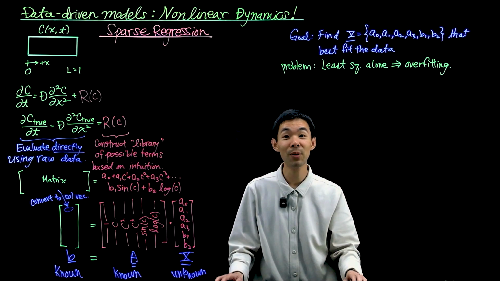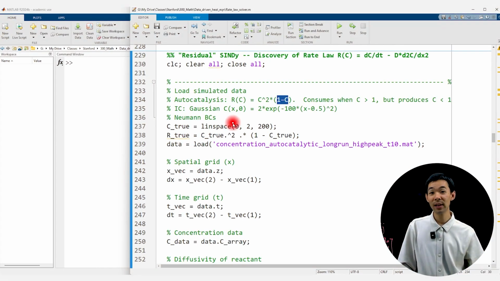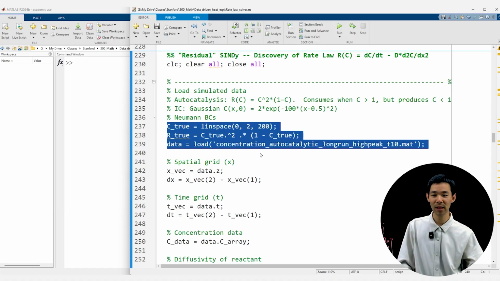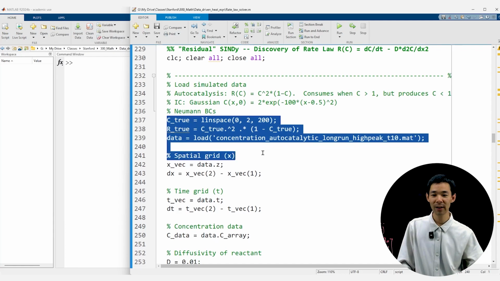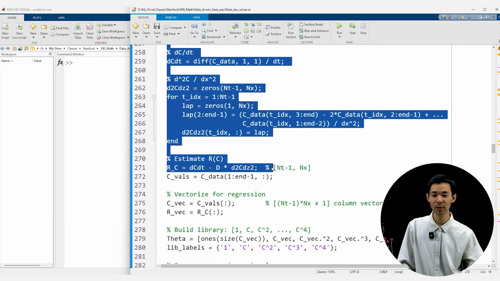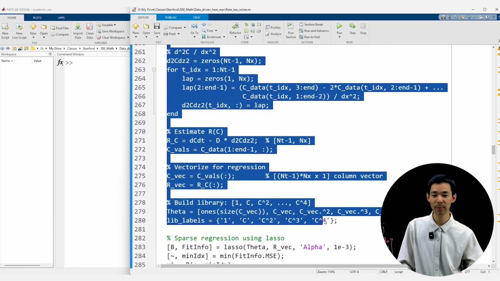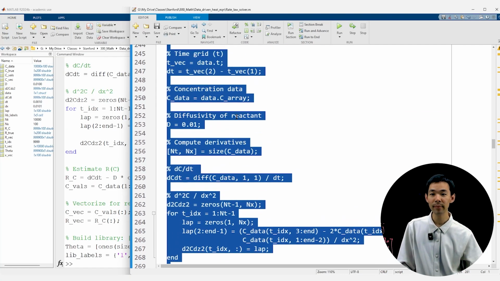Okay, so let's keep going and continuing where we left off with the rest of the code where we load the data. So what I've done is to solve the partial differential equation under these conditions, generated the gigantic matrix of concentration data. And so that's what's loaded in this matrix data. So let me just evaluate this section. And in fact, I'm just going to keep going, evaluate down to here. And I'll explain what's going on in a little bit.